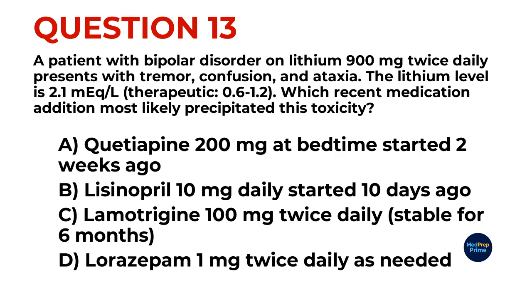A patient with bipolar disorder on lithium 900 mg twice daily presents with tremor, confusion, and ataxia. The lithium level is 2.1 milliequivalents per liter. Therapeutic, 0.6 to 1.2. Which recent medication addition most likely precipitated this toxicity? Option A, quetiapine 200 mg at bedtime started 2 weeks ago. Option B, lisinopril 10 mg daily started 10 days ago. Option C, lamotrigine 100 mg twice daily, stable for 6 months. Option D, lorazepam 1 mg twice daily.